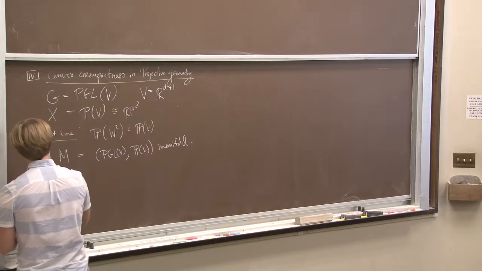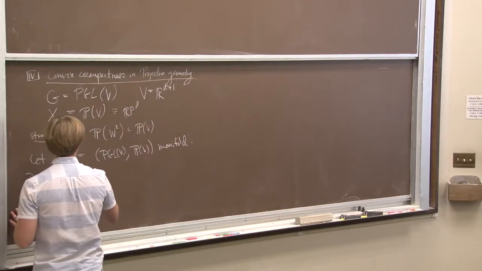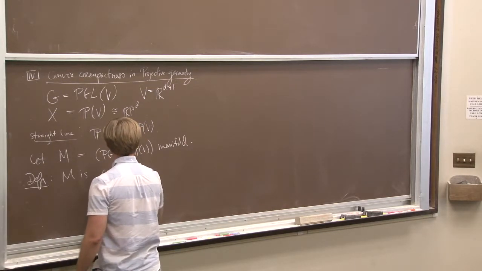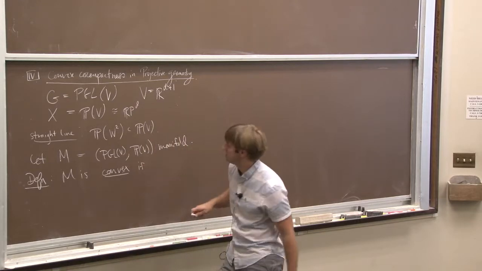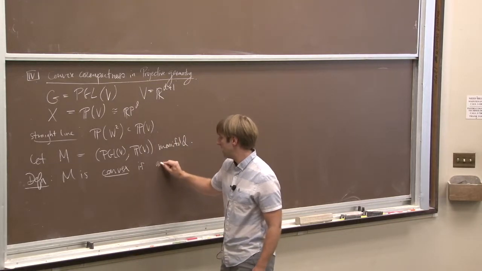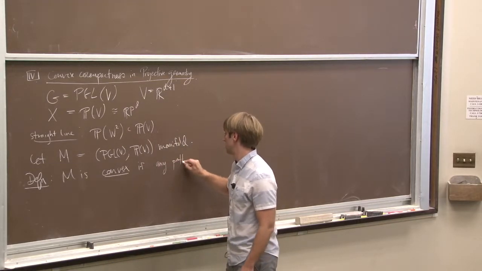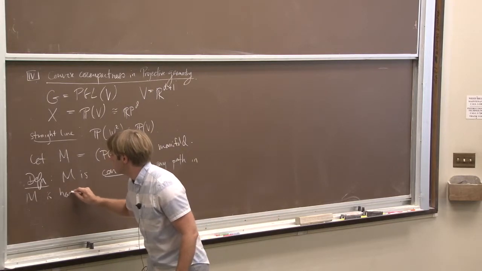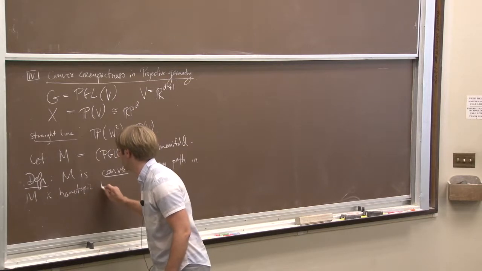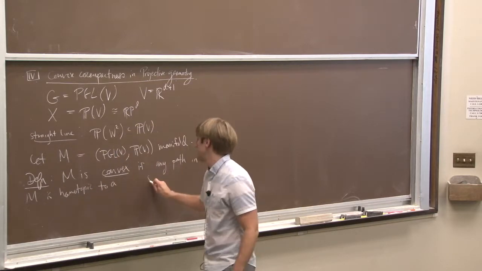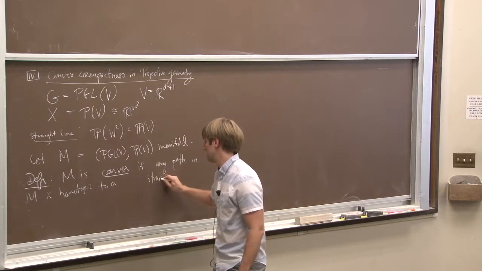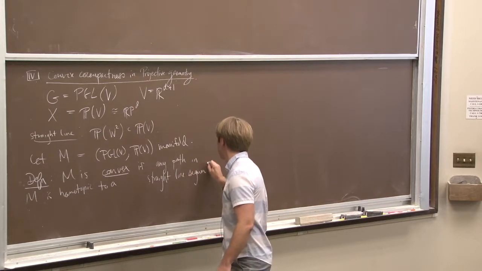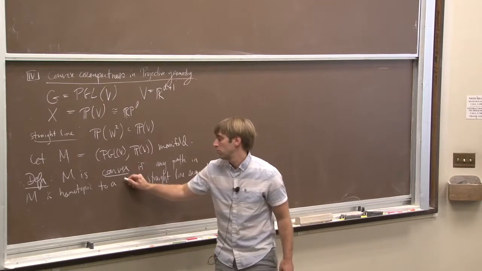Definition: M is called convex if any path in M is homotopic to a straight line segment. So that looks like before. And now I need to add the word unique.